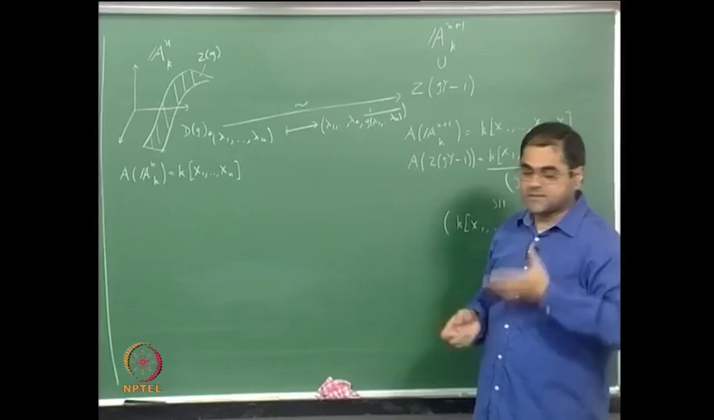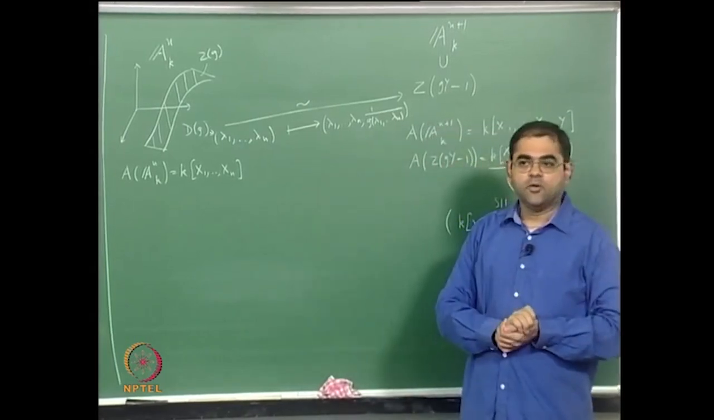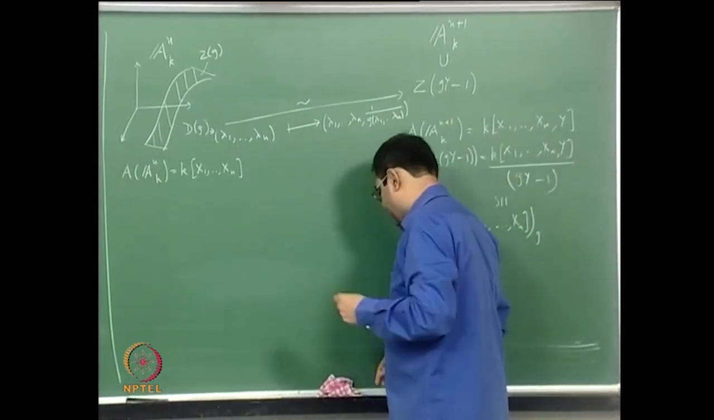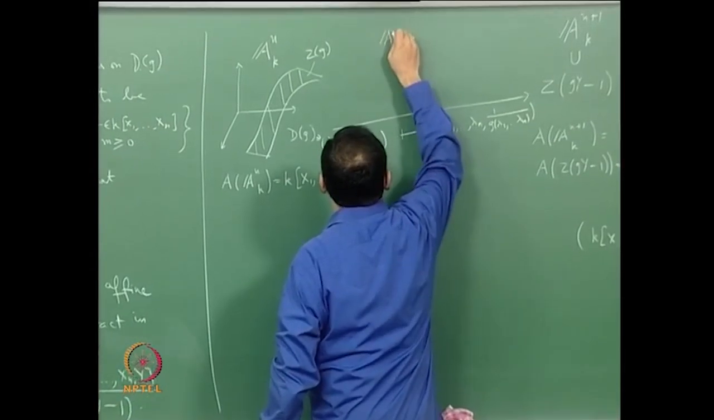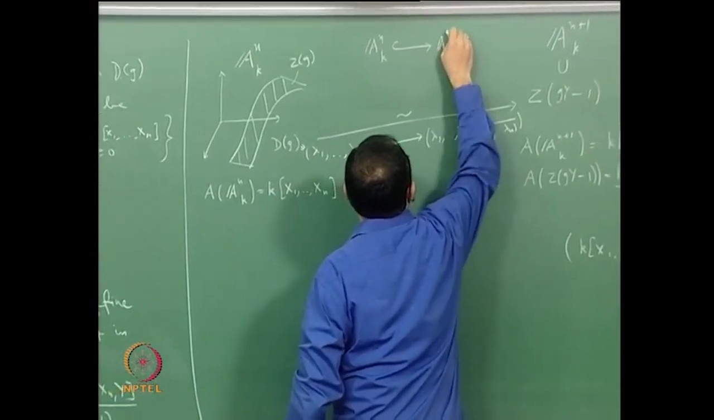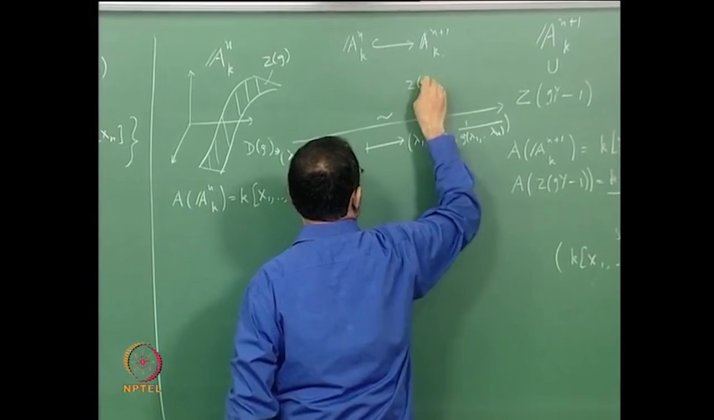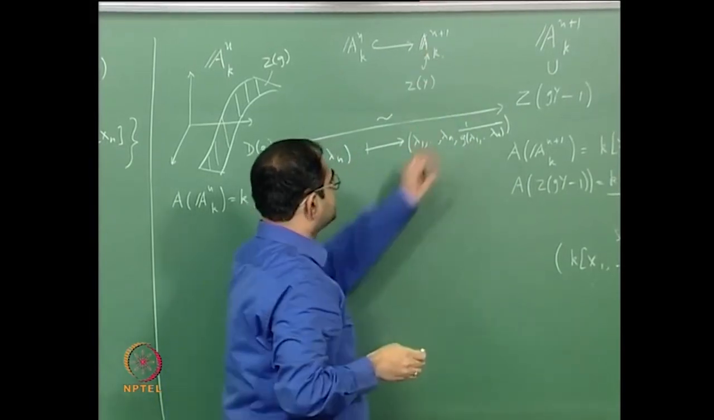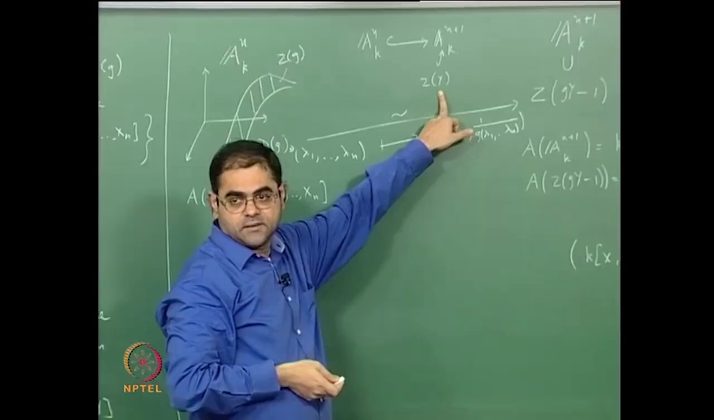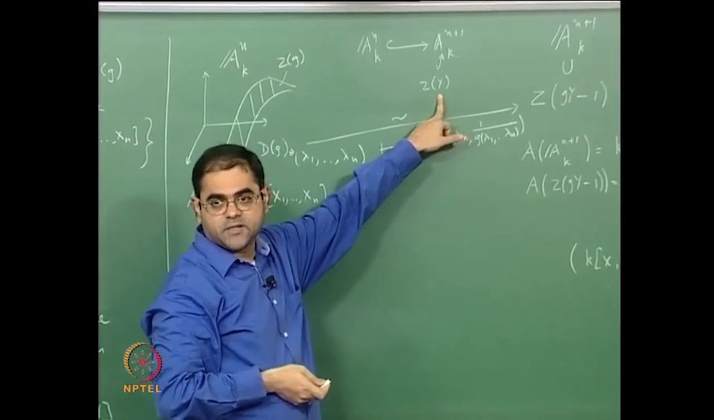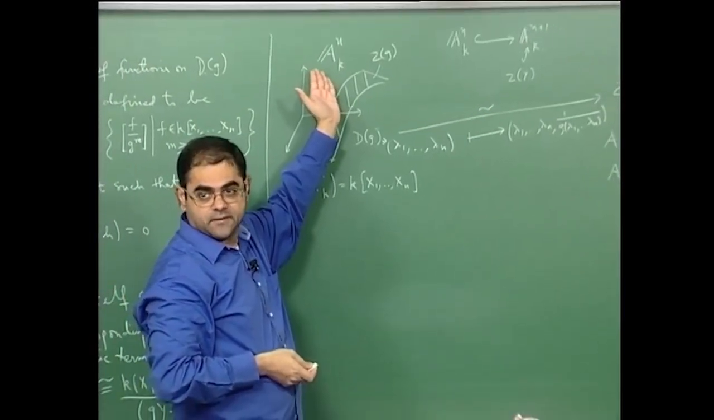And I told you it's a matter of exercise, it's a good exercise for you to check that this map is actually a homeomorphism. In fact, as I was trying to point out in the last lecture, let me say the following thing. A^n_k sits inside A^(n+1)_k as a subset which is given by the zero set of y. So the zero set of y is a hypersurface defined by y, which means you are looking at all the points where the y coordinate vanishes, and all the points where the y coordinate vanishes will give you the copy of this A^n, okay.